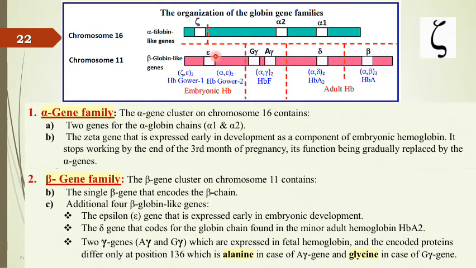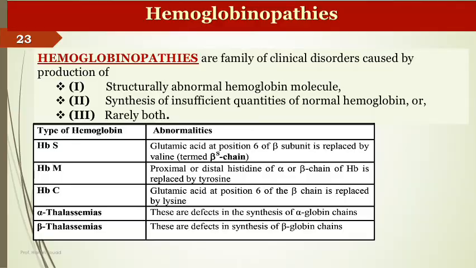And epsilon, which is found in embryonic hemoglobin. As I said, embryonic hemoglobin is found in the first 3 months after pregnancy. Gower 1 contains 2 zeta chains, 2 epsilon chains. Hemoglobin Gower 2, 2 alpha chains, 2 epsilon chains.